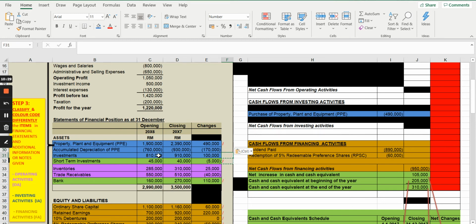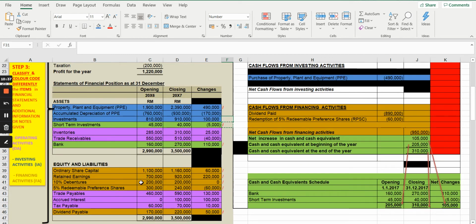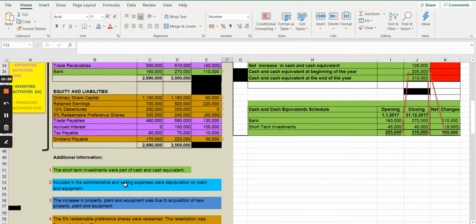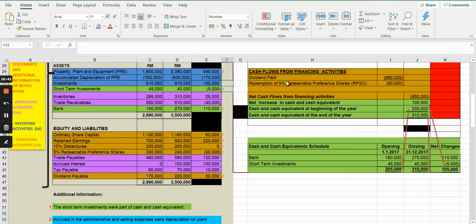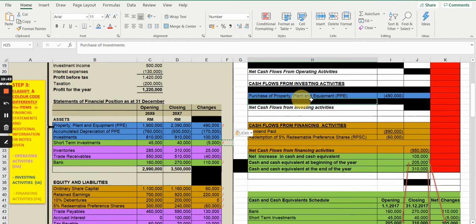Now, investment. You can see that there are also some changes in investment. There was a growth in investment, so the increase in the investment should also be assumed due to the acquisition of more investment. So you have more investment, meaning that you purchase more investment in that company. So how much is it? 100,000. We take it from here. You don't have to open up the account if the things are direct.